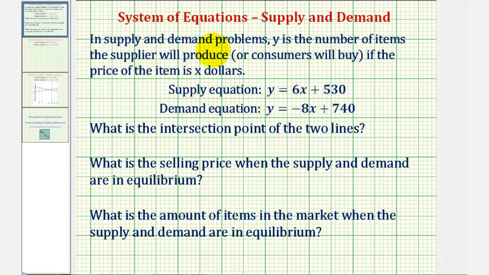In supply and demand problems, Y is the number of items the supplier will produce or the consumers will buy if the price of the item is X dollars.